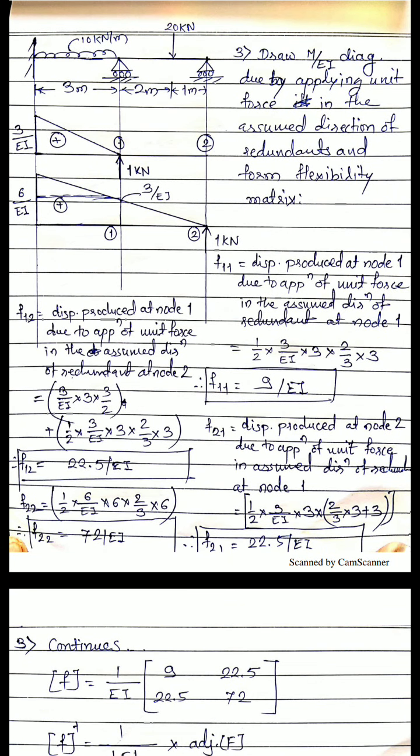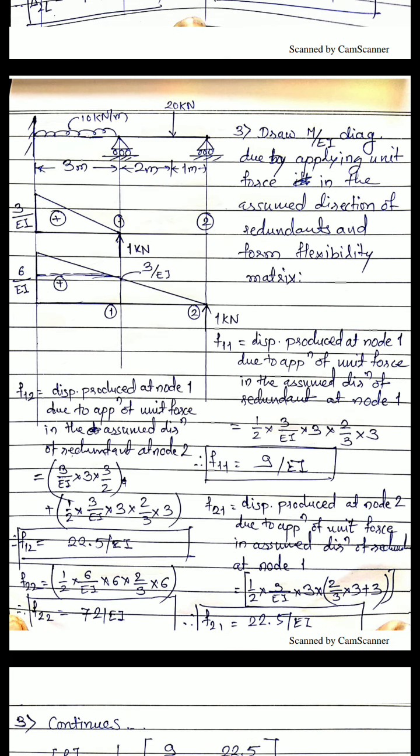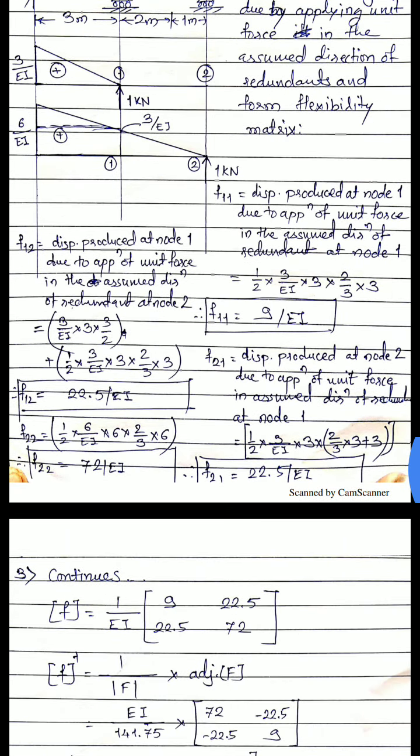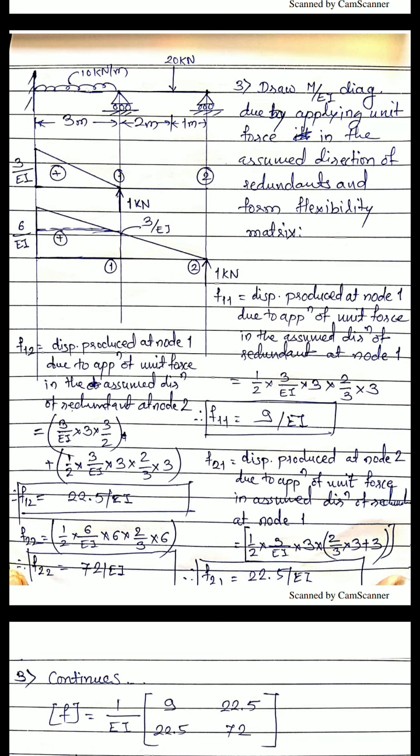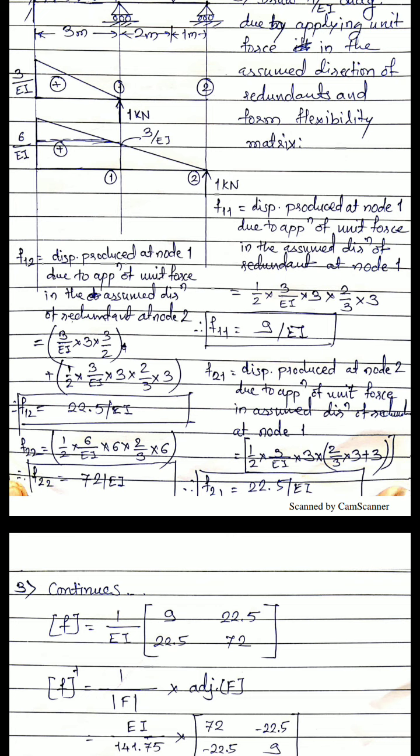Okay, now F21. You have to check only the first figure, because now we have to apply unit force in the direction of redundant at node 1 only. Here we are interested in measuring the distance from node 2. So the area of the triangle will remain the same, half into base into height into 2/3 of 3, no doubt, but we have to measure this distance from node 2. That means 3 has to be added, that is the span of BC. So that is 2/3 of 3 plus 3, which comes out to be 22.5 by EI.